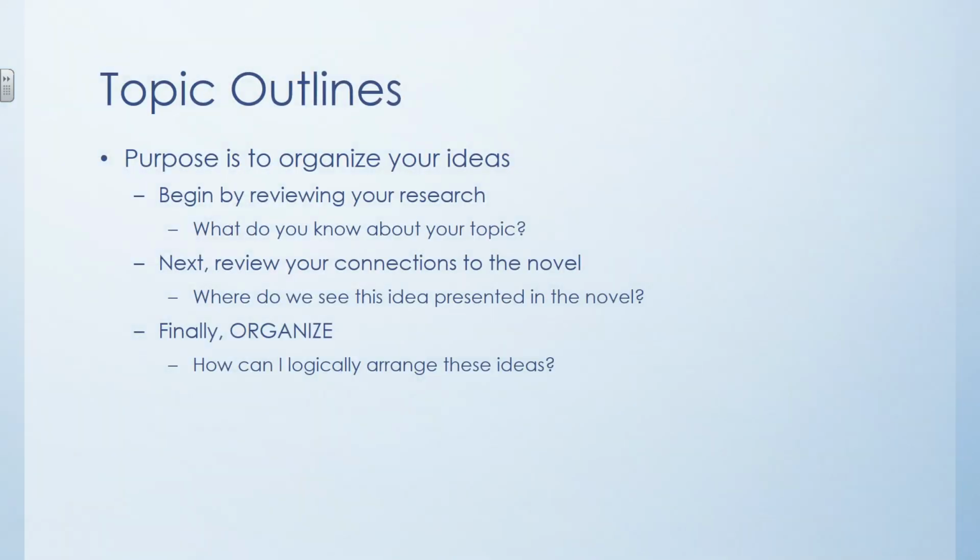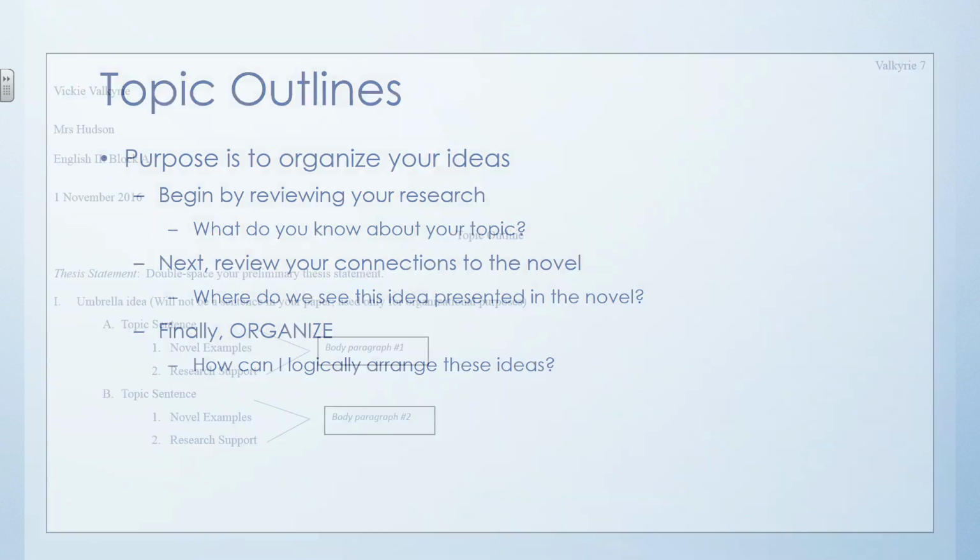Okay, so now that we have our preliminary thesis statement, now we're going to begin to organize our ideas into a topic outline. And really and truly, that's what the topic outline is. This is just an organizational tool. So the purpose is to organize your ideas. I would begin by reviewing your research. I would then review your connections to the novel, and then we're going to begin to logically arrange them.